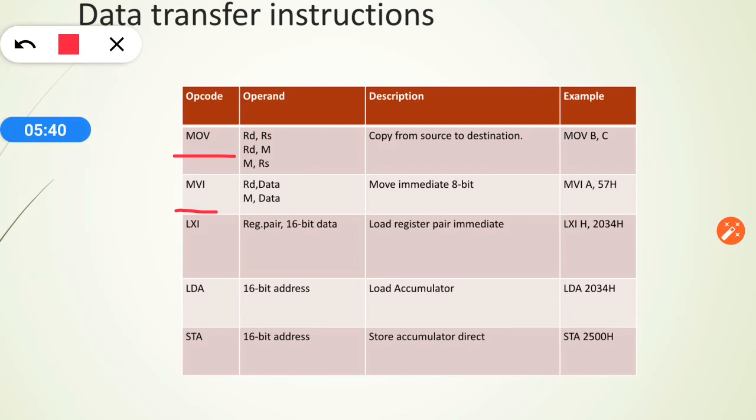Suppose I want to give any 8-bit number, or in hexadecimal, suppose I want to give 09H. This is an 8-bit binary number, but it is a 2-digit hexadecimal now, right? So suppose I want to give this 09H to any register, we have 6 general purpose registers and A as the accumulator. So you can use this MVI command.